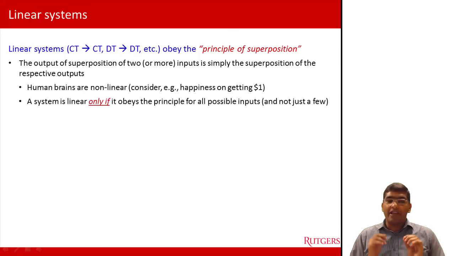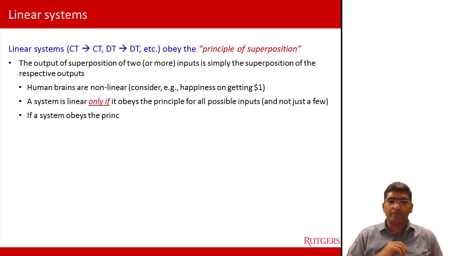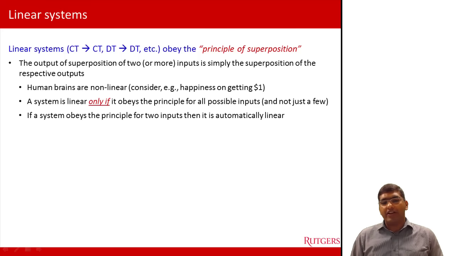Now, a system, it's again a common mistake that I've seen students make. A system is linear if it obeys the principle of superposition for all possible inputs. Just because the system obeys the superposition principle for a few inputs doesn't make it linear. It has to do that for all possible inputs. Now, we are not going to prove it, but it is actually a simple fact that if the system obeys the principle for two inputs, then it automatically is linear.